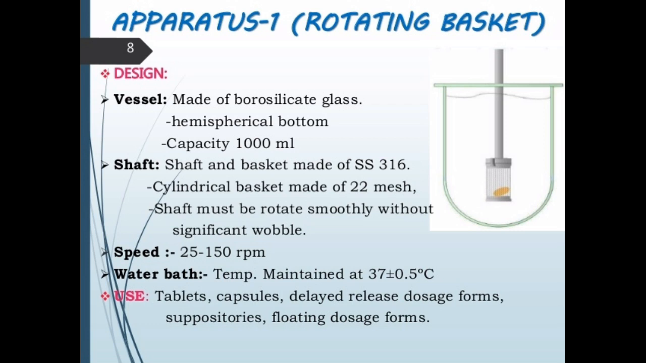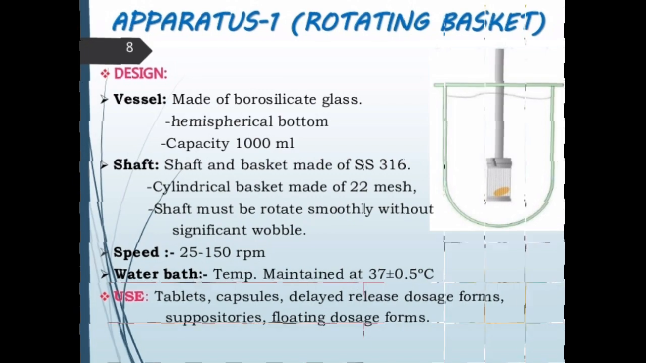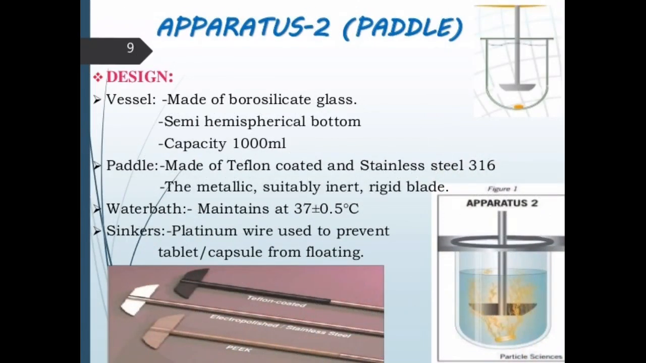Number 1 is the rotating basket type. It is made up of borosilicate glass, hemispherical at the bottom. Capacity is about 1000 ml. Shaft and basket are made up of SS316 stainless steel. The cylindrical basket is made up of 22 mesh. The shaft must rotate smoothly without significant wobble. Speed is maintained between 25 to 150 RPM. Tablets, capsules, delayed release forms, suppositories, and floating dosage forms are evaluated using type 1 apparatus.